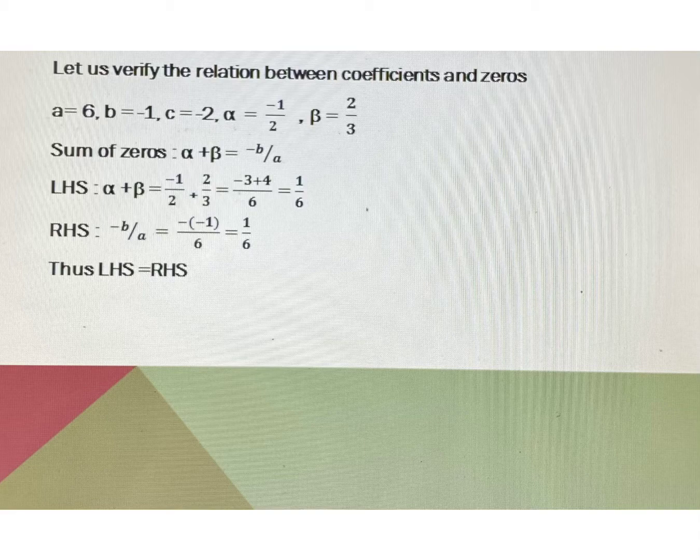Now consider RHS. RHS is equal to minus b by a. Keep the minus sign as it is. b is equal to minus 1 and a is equal to 6. So our RHS is 1 by 6. Here you can see that LHS is equal to RHS.